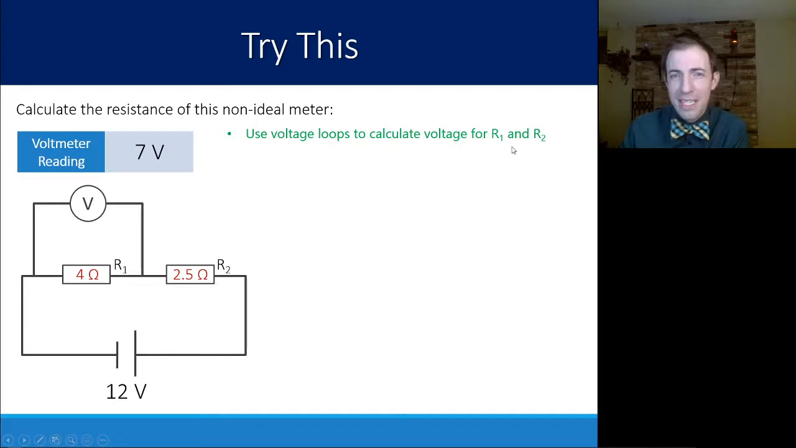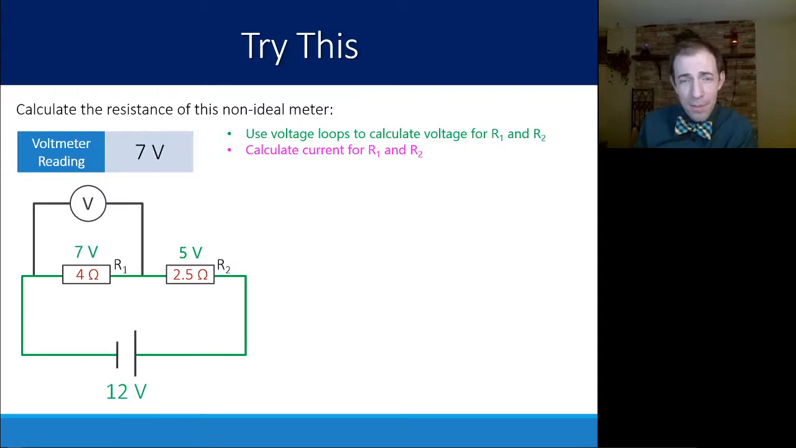So a couple steps to get there. We're going to use voltage loops to calculate the voltage drop for R1 and R2. Well, we see that this voltmeter is measuring 7 volts. So we know that R1 has a voltage drop of 7 volts. That's what the voltmeter is actually measuring. R2 is going to be whatever is left: our total voltage provided is 12 volts, minus 7 volts leaves us with 5 volts overall. These two resistors in this loop add up with a voltage dissipated to equal the voltage provided of 12 volts. Now my next step is to calculate the current that is flowing through R1 and R2. If we know 2 of the 3 main electrical properties, we can calculate the third.